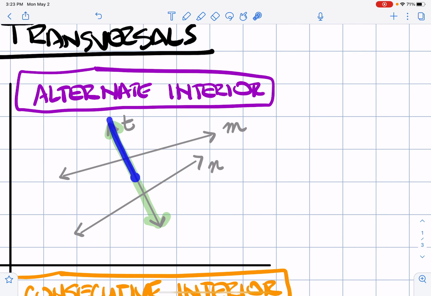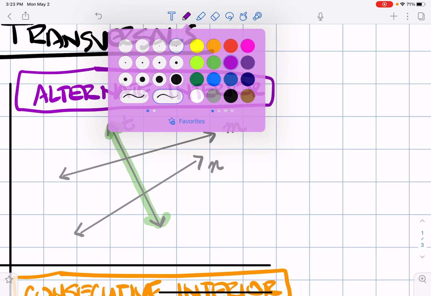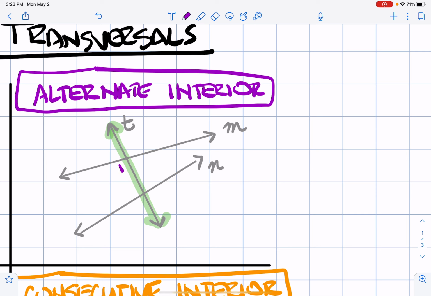Okay, alternate and interior. So again, relative to our transversal, we want to be on opposite sides of the transversal and inside the lines of M and N. So an example of this for you in the same color would be here. If I called this guy angle 1 and this one angle 2, notice that they are on opposite sides and on the inside of line M and N. There is another one. I could have said this one here and this one here. Those are also alternate interior. Alternate meaning they are on opposite sides of the transversal. Interior meaning they're on the inside of my parallel lines. So those are alternate interior angles.